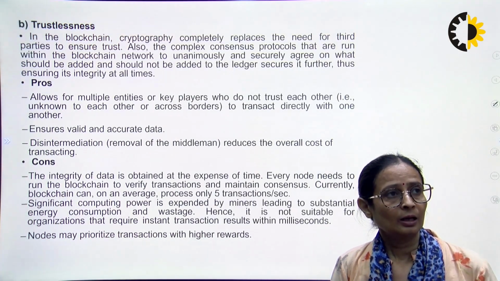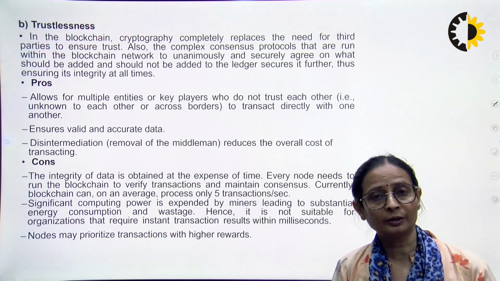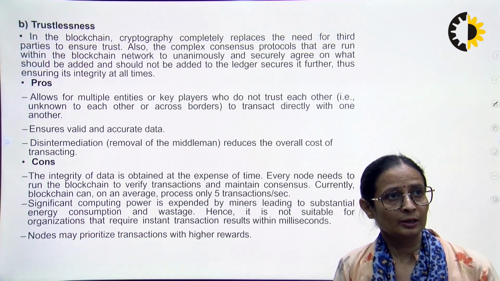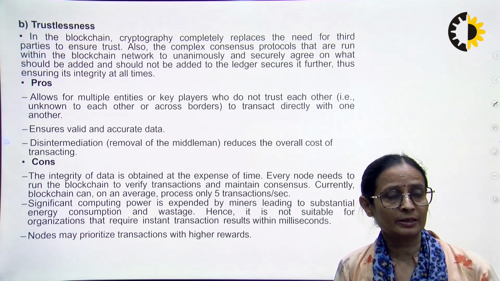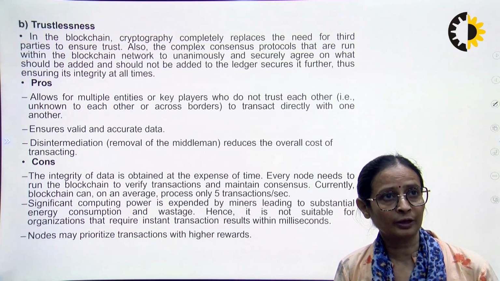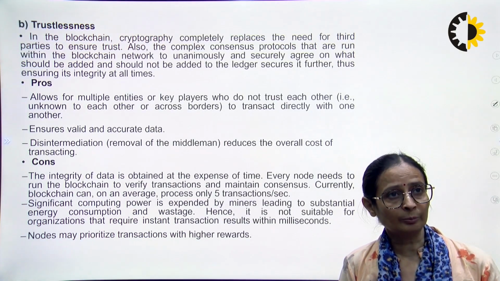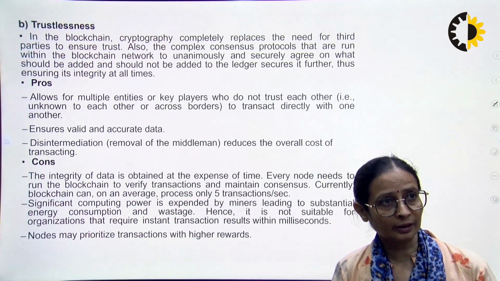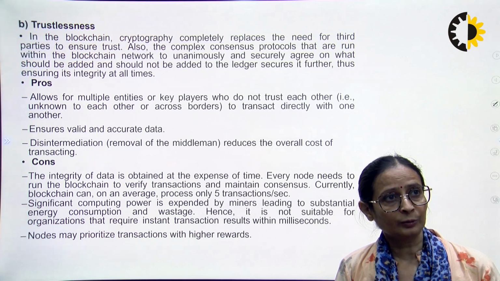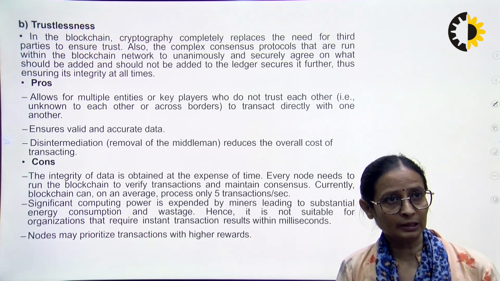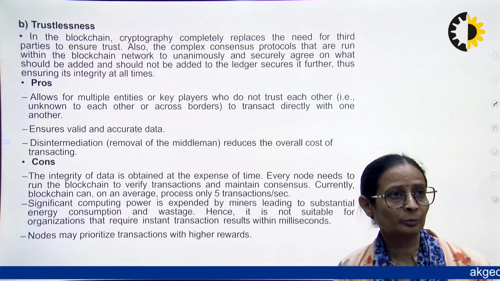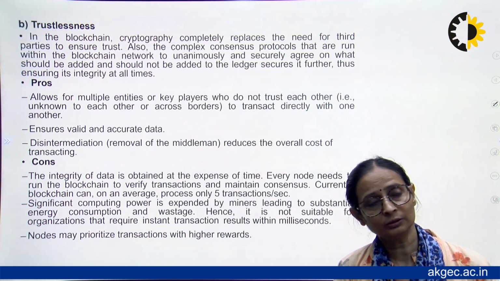Trustlessness is another important feature of a blockchain. How the trustlessness is achieved is with the help of cryptography. It completely replaces the need of third parties. Also, complex consensus algorithms are running within the network to unanimously and securely agree on what should be added and should not be added to the ledger.